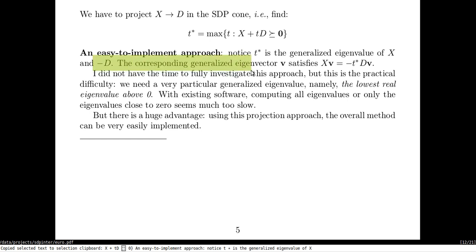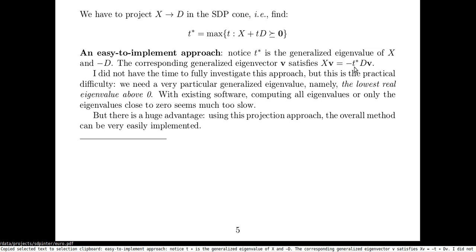And the generalized eigenvector v satisfies xv equals minus t star d v. I did not have the time to fully investigate this approach, I must confess it, but this is the practical question. We actually need here a very particular generalized eigenvalue, namely the lowest real eigenvalue above 0.